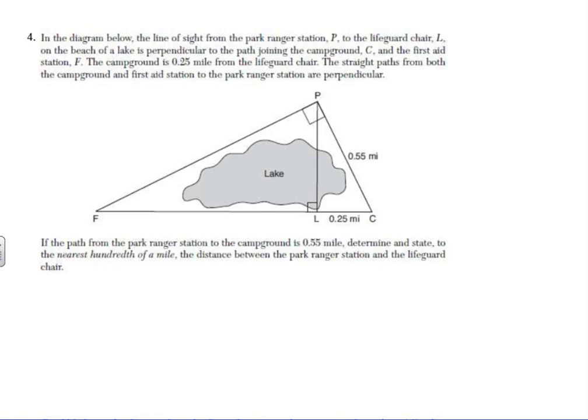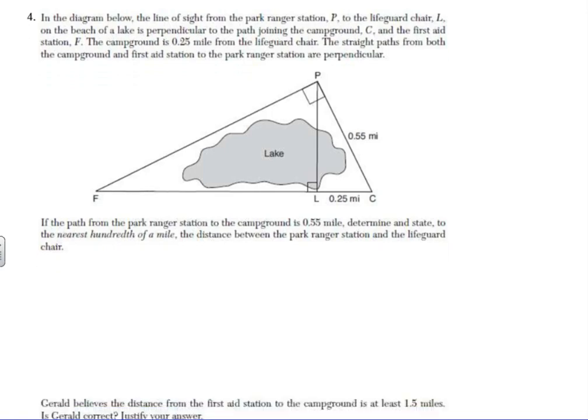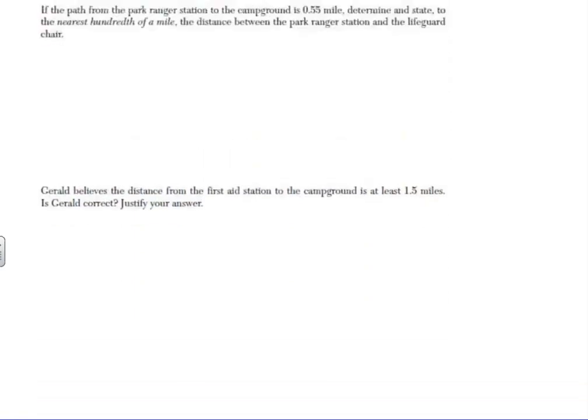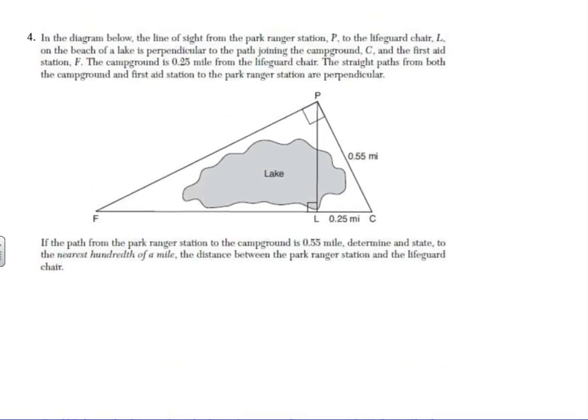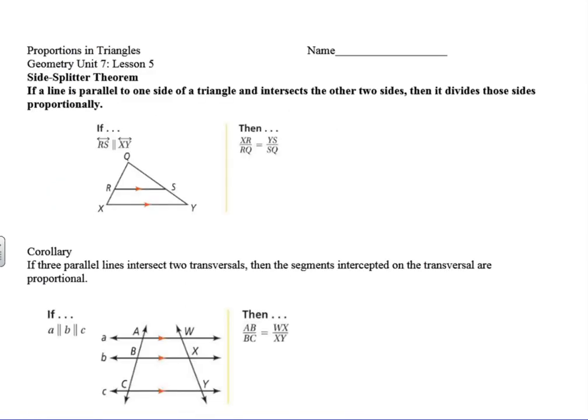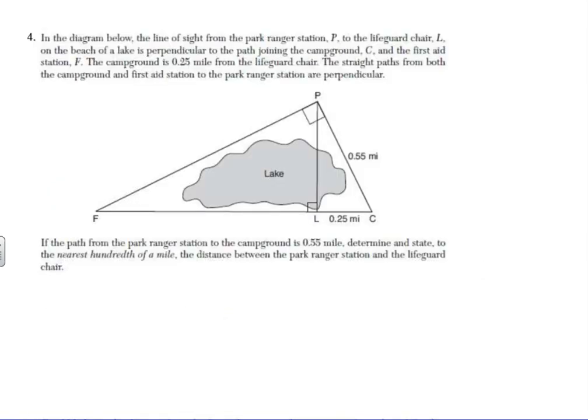All right. So now we get into an application question. Love this. This one's shown up on the Regents exam a bunch of times, this type of question. And it's our final one for this lesson here. So in the diagram below, the line of sight from the park ranger station P to the lifeguard chair L on the beach of lake is perpendicular to the path joining the campground C.